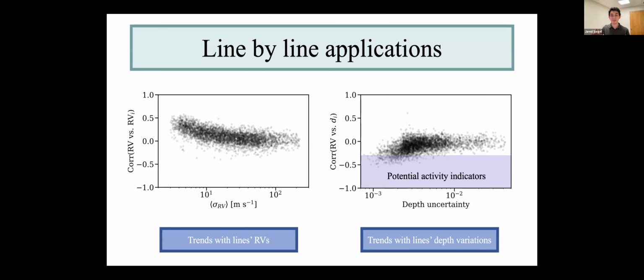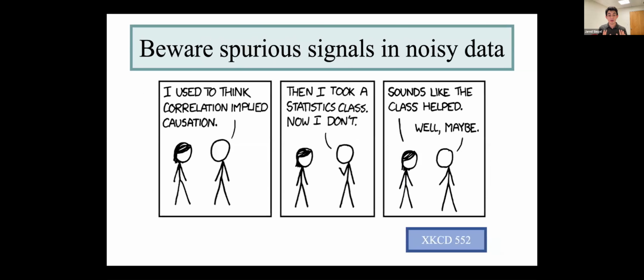But of course, before we get too excited and start diving into all these spectral lines we've identified, it's also important to remember that the line-by-line data sets are inherently quite noisy. Each spectral line is probing somewhere between 10 and 20 pixels, meaning that our radial velocity error bars are at best going to be on the order of 5 to 10 meters per second. So white noise can potentially make things look correlated even if they're not. So it's important to run tests to check for that.